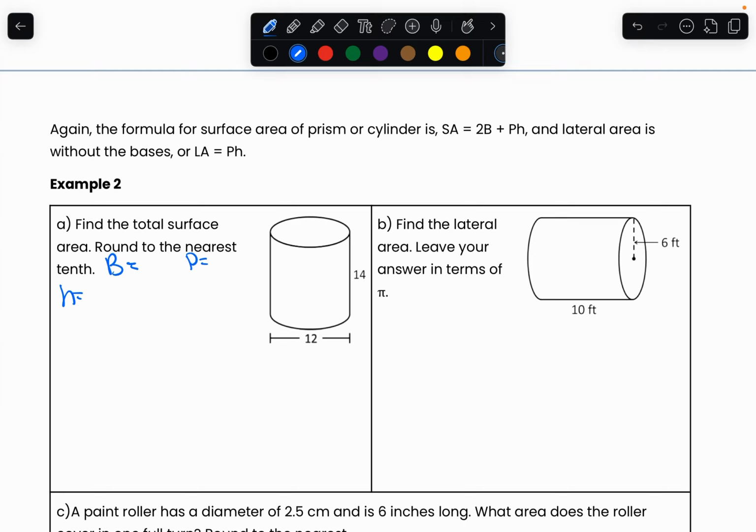Now, in order to find my perimeter here, just so you guys remember, we really didn't go over this this year, but you should have learned this in middle school. The perimeter of my circle, we call it the circumference. Okay? Now, to find the circumference, the formula here is 2 pi r. 2 pi r will give me my circumference, or the perimeter of my circle.